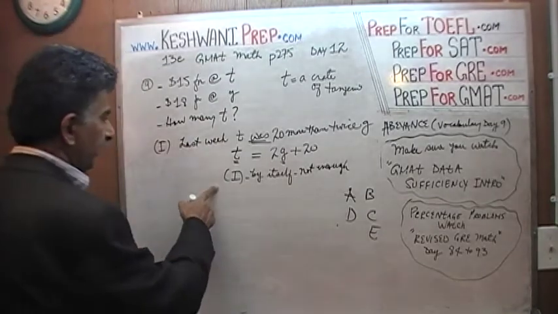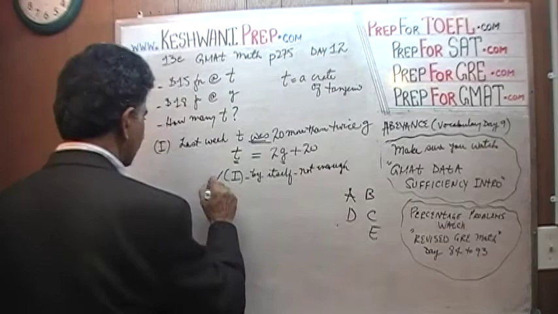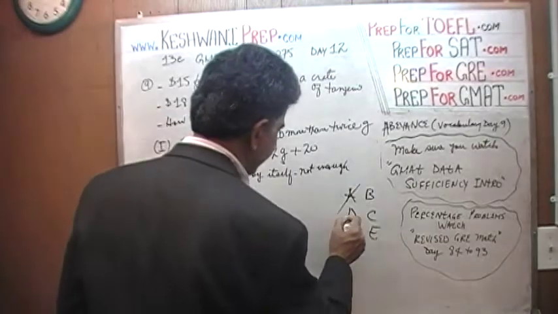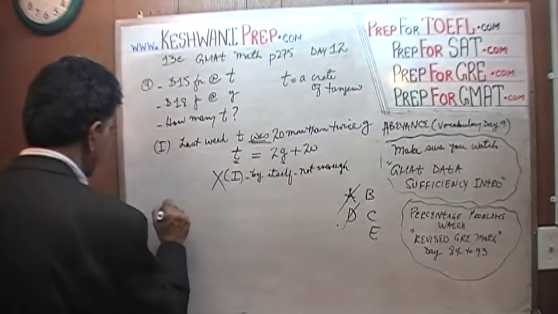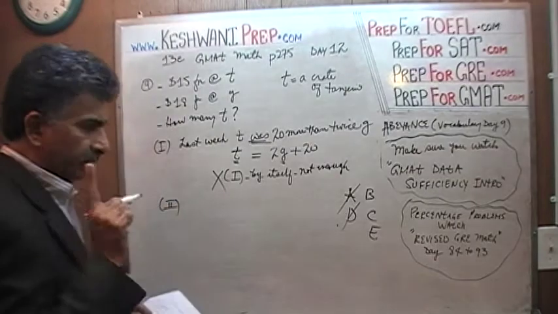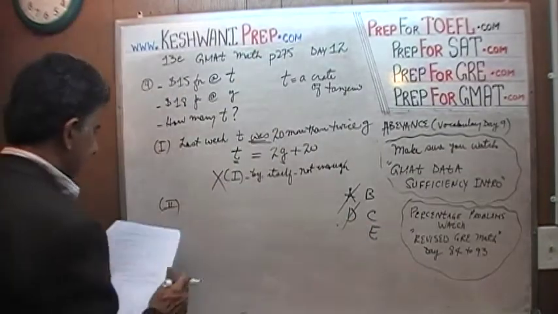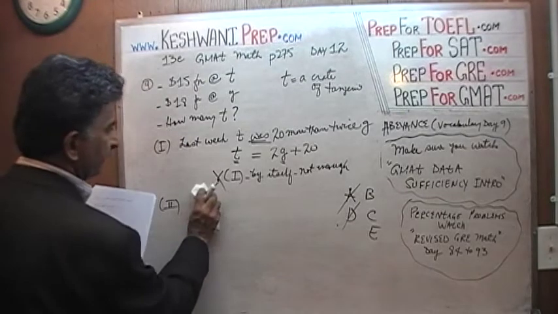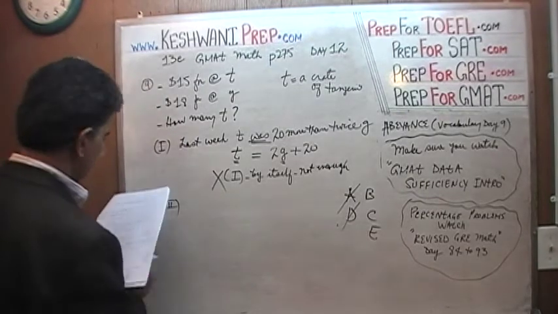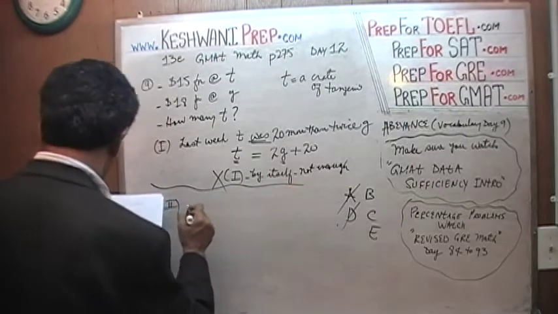So the first statement by itself is not enough. That tells us the answer cannot be A, it cannot be D. The correct answer has got to be either B, C, or E. Let's look at the second one. I'm going to erase this part. We're done with the first statement.